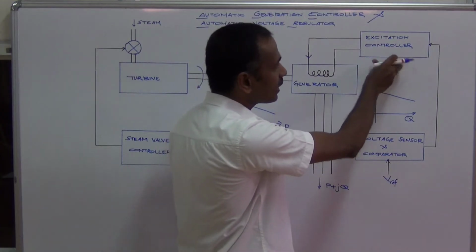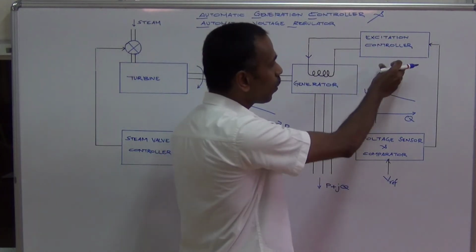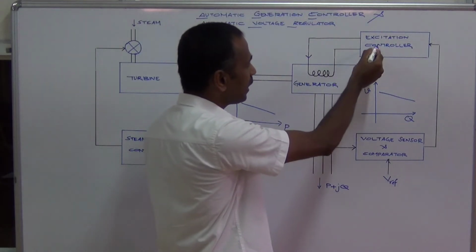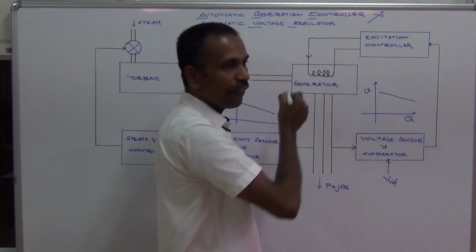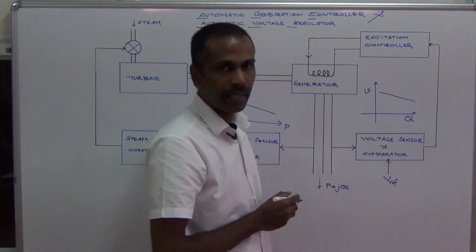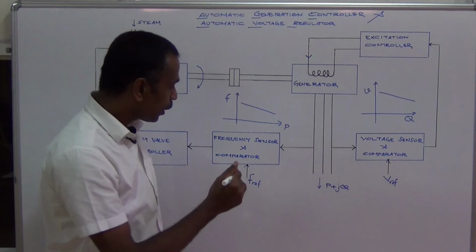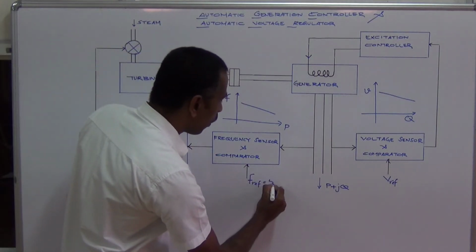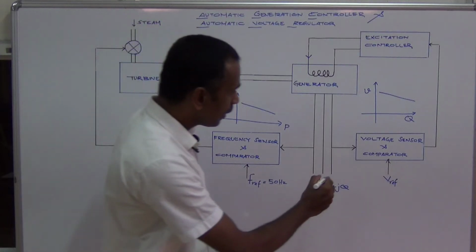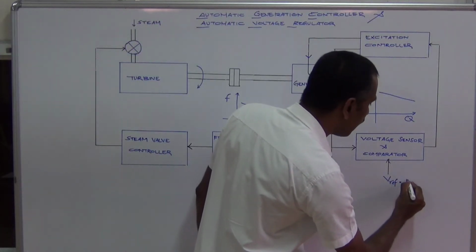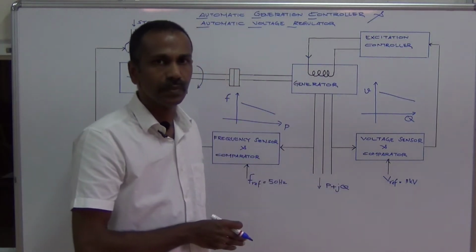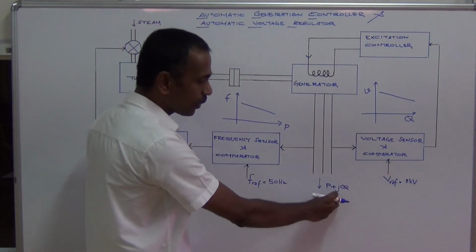Now this is an excitation controller. It controls the magnetic field produced because it adjusts the current flowing into the field winding. And this is a voltage sensor and a comparator. Now we assume that our nominal frequency or the reference frequency is 50 Hertz and the reference voltage is some 11 kilovolt. This is our nominal bus voltage. Now a load is suddenly connected to this power system network.